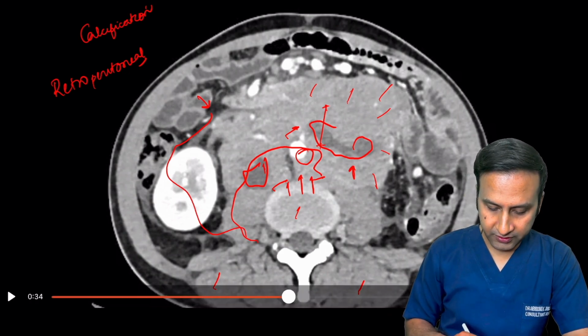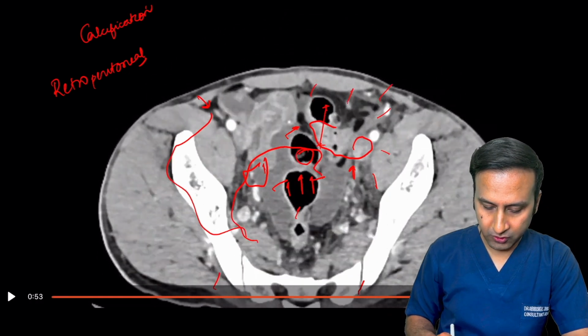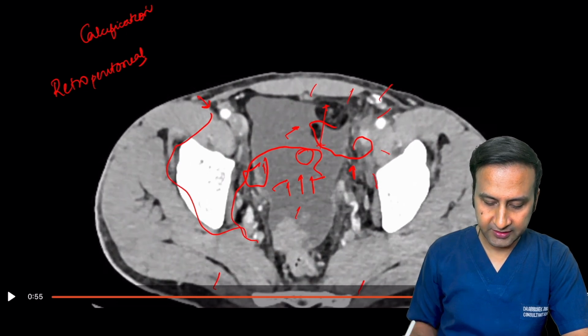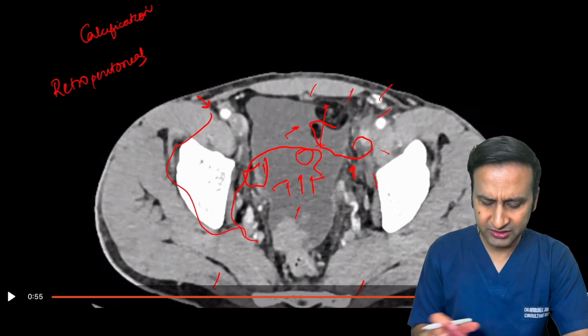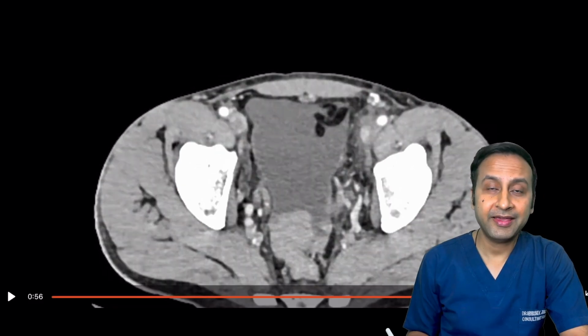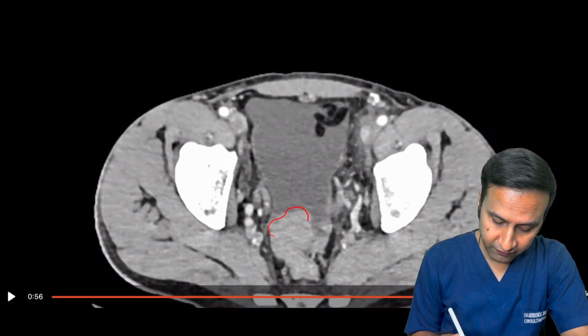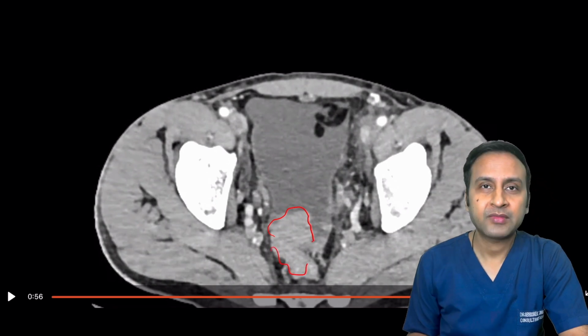Now, I'm going further down, and when I'm at the lowest part, I can see that there is some fluid in the peritoneal cavity, and that's not all. Let me just clear this mess up for you. I can also see that there is some soft tissue which is lying in the pelvis.